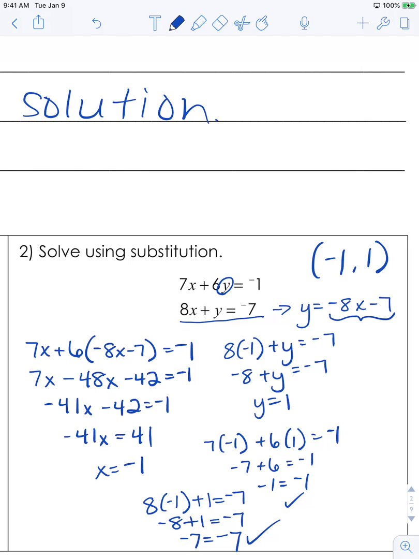So solving by substitution, super messy, lots of work, but it's honestly just remembering how to solve equations and then basic multiplication, addition, subtraction, and division.